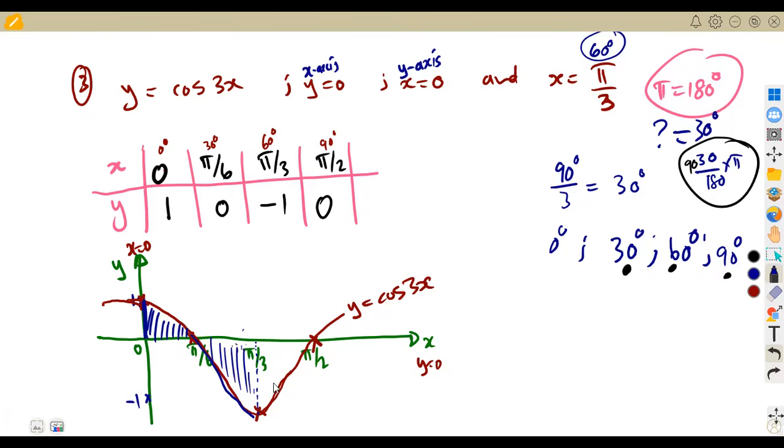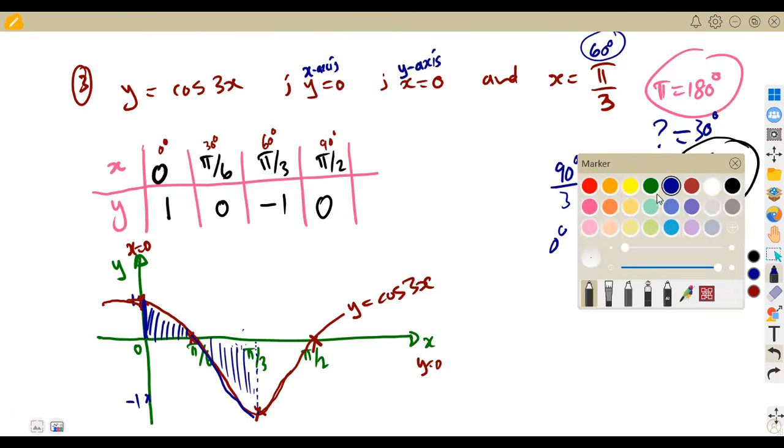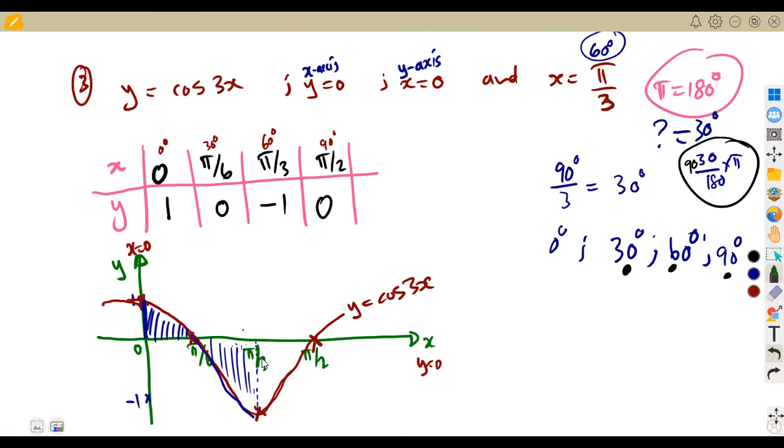So this is where we are going to have our area, taken from 0 to pi over 6, then from pi over 6 to pi over 3. So I'm going to consider these two sections separately, because each is an area on its own. And if you still remember what I said before, the area that is above the x-axis is positive. The area that is below the x-axis is going to be negative in this case.